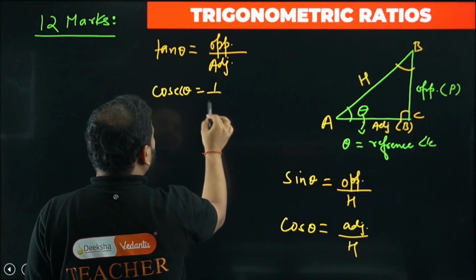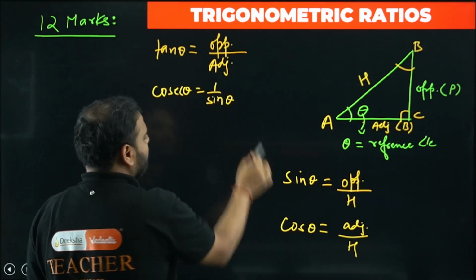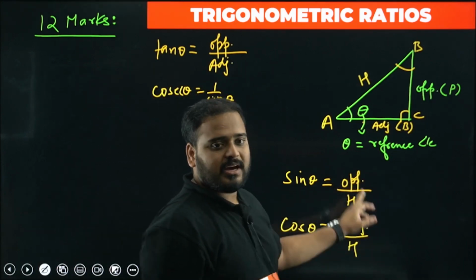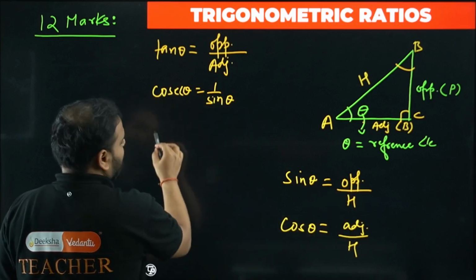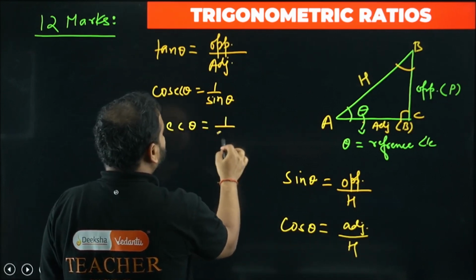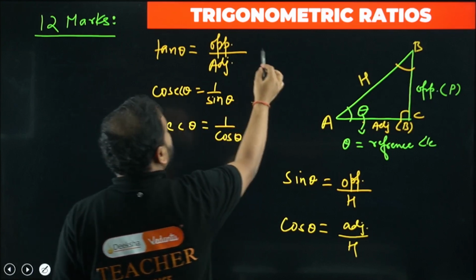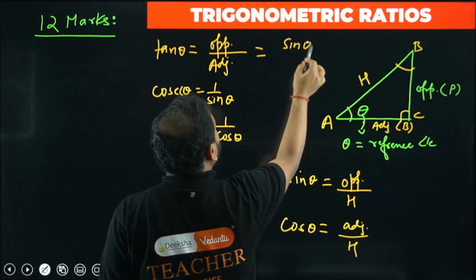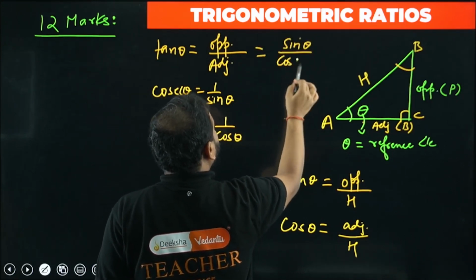Would be 1 over sine. You can write from here, it will become hypotenuse by opposite. What about cos? This becomes sec theta, 1 by cos. For this we had sin theta by cos theta.